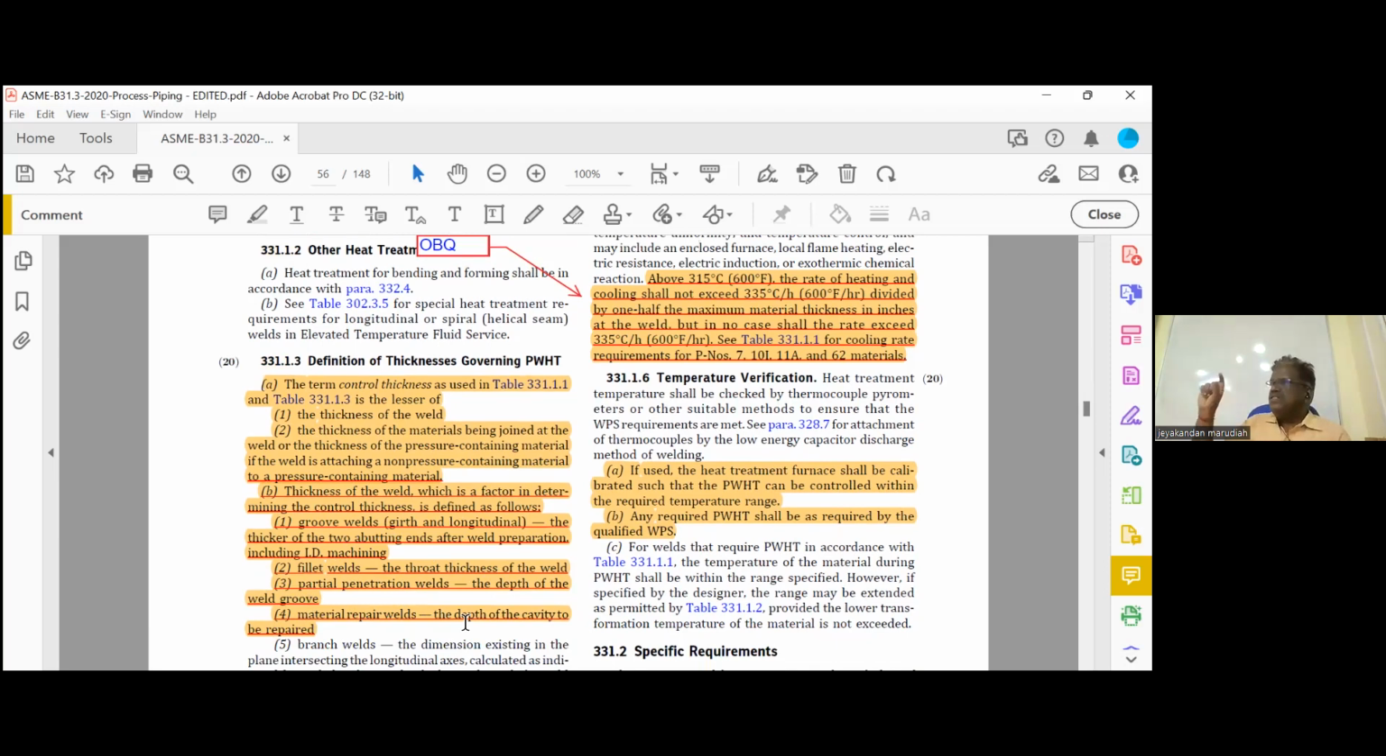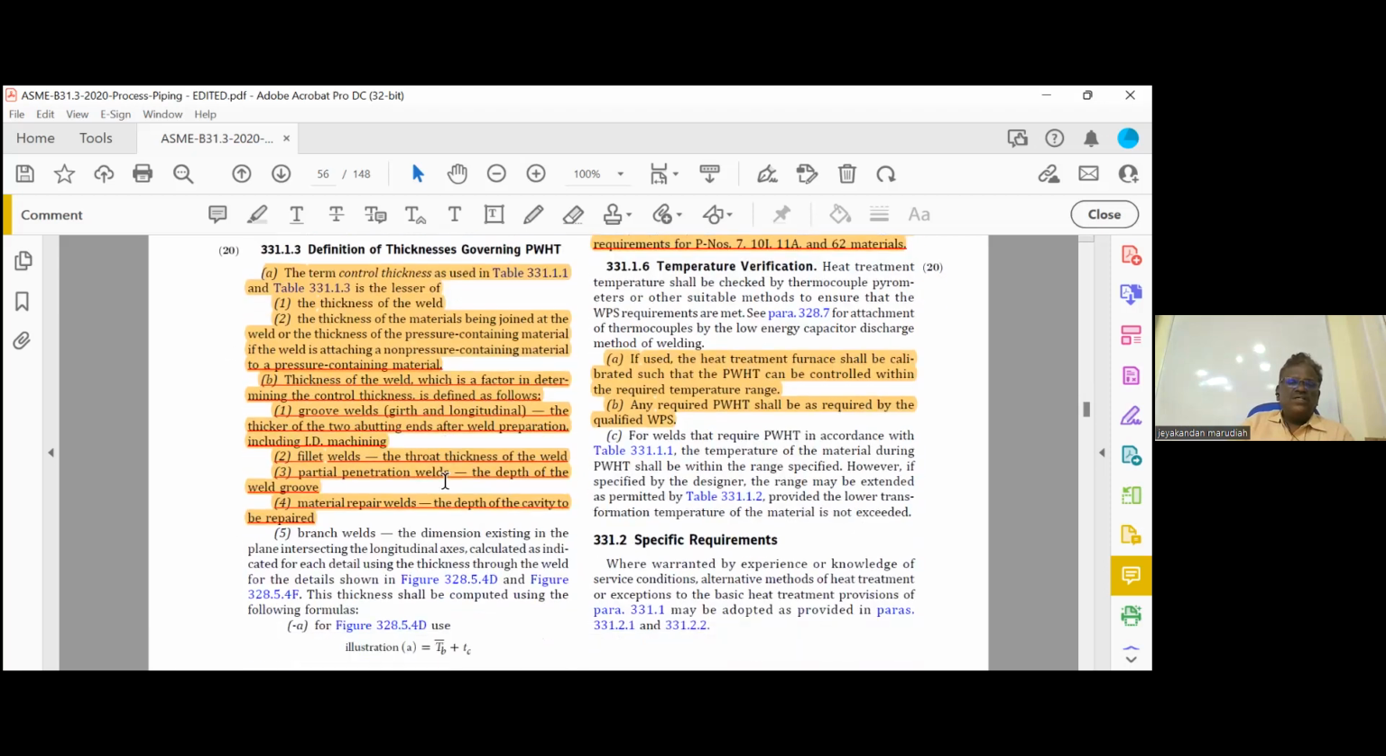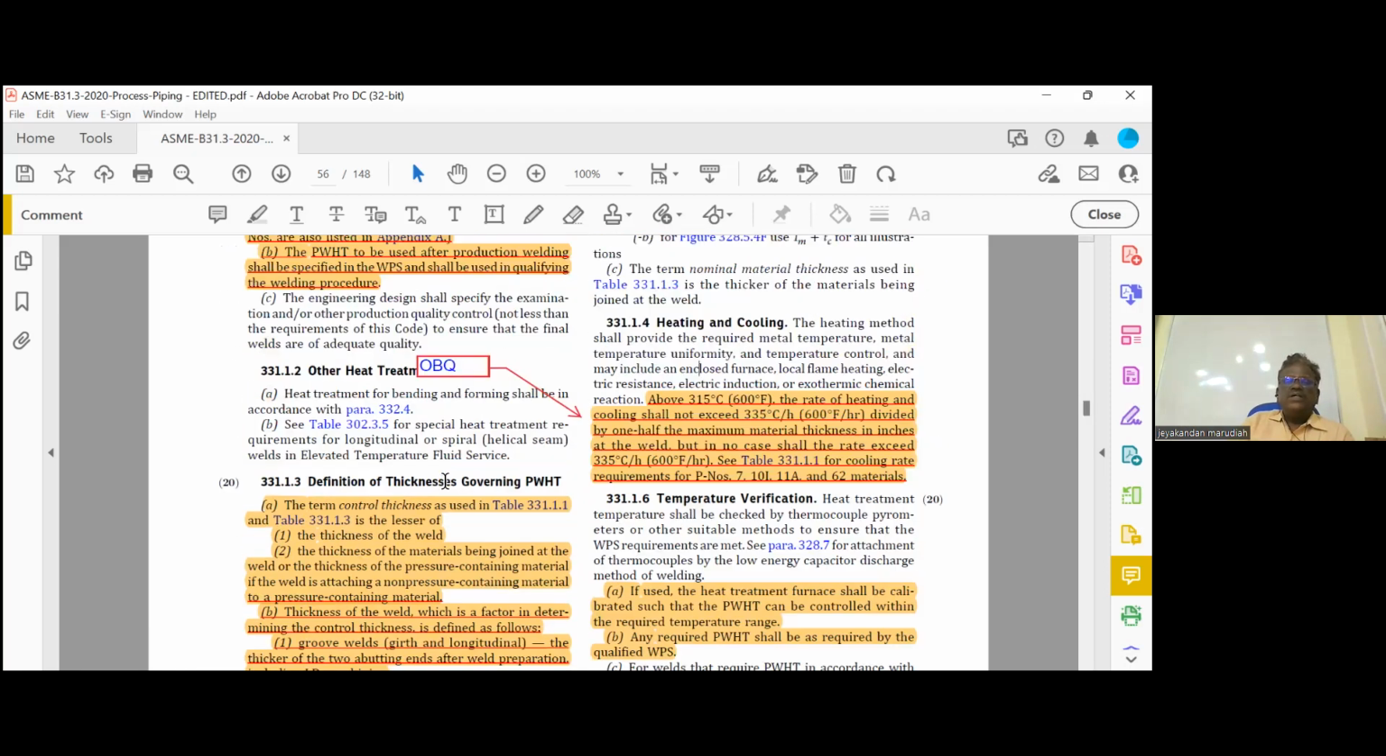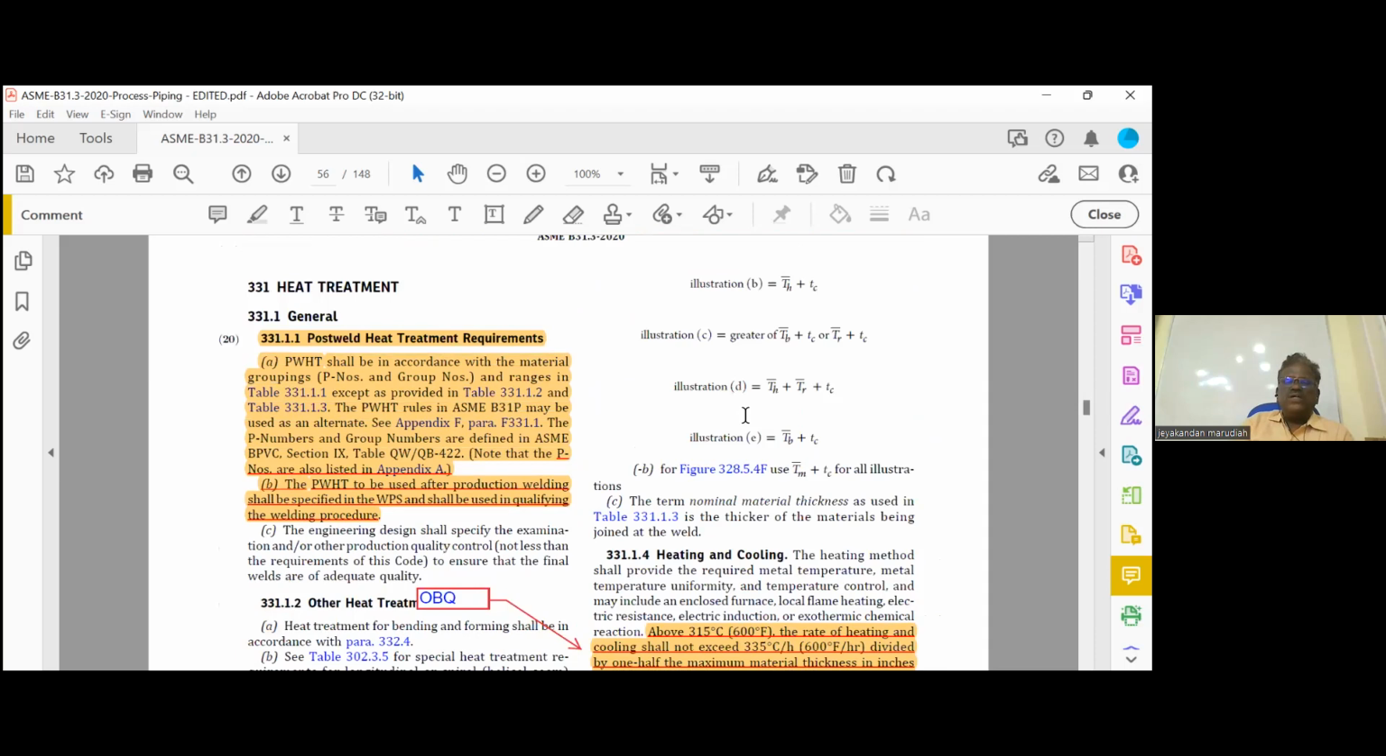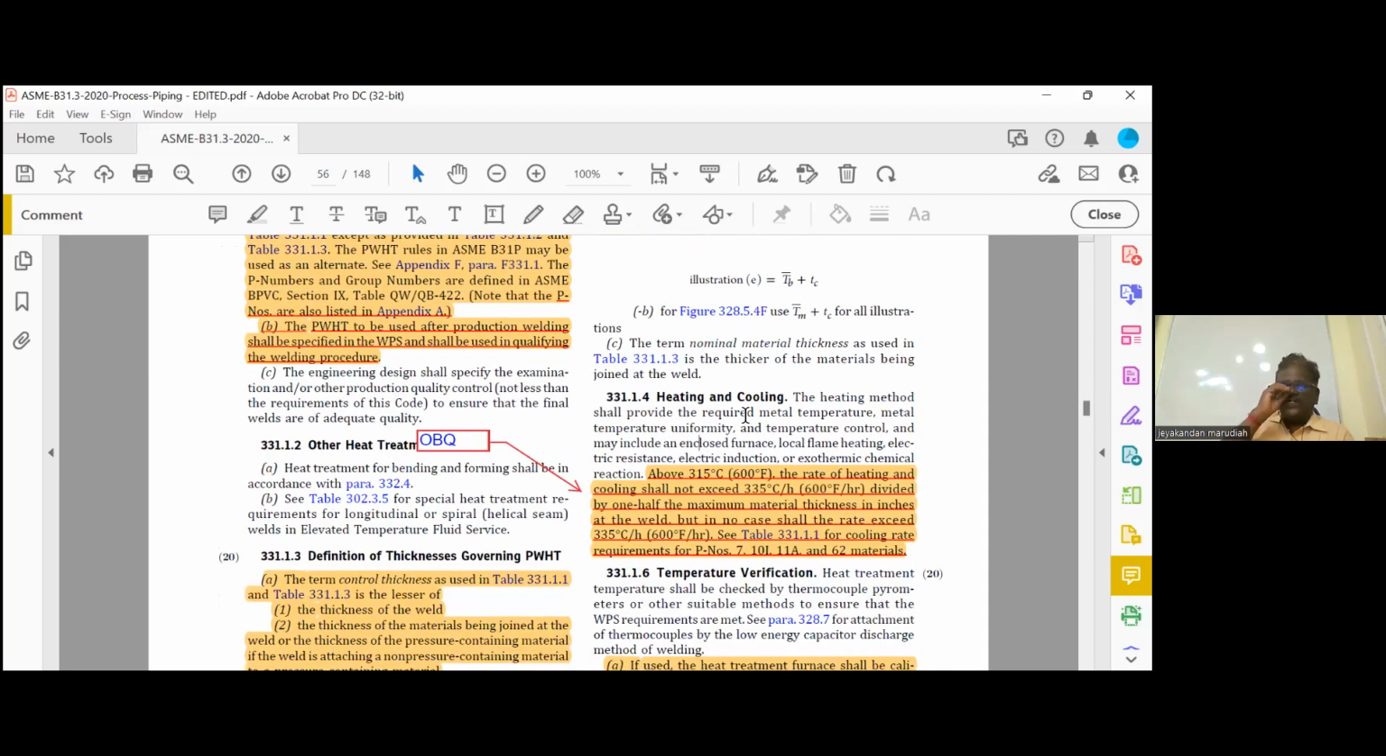So based on the thickness only, how much time we have to give, the holding time. Thickness is the butt weld, this is the pipe thickness, we will see. Now, this is an open book question, what I told you before the break.